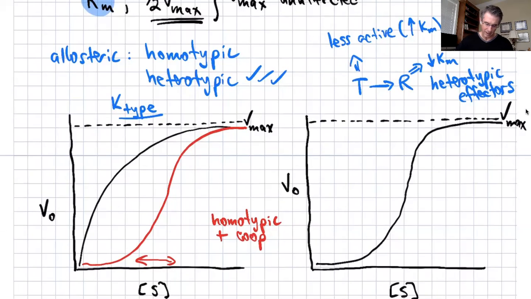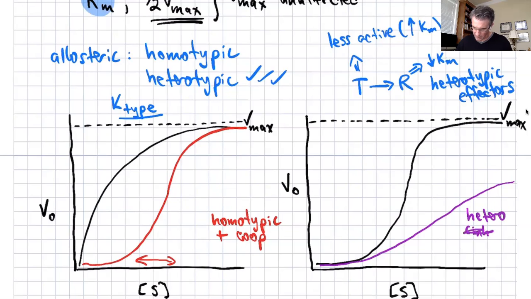Okay, what that would look like then, with respect to these initial rate curves, in the presence of an inhibitor, you push the enzyme more towards the T state, right? So it looks something more like this, right? So this is with a heterotypic effector, which you would call an inhibitor. Well, let's not call it an inhibitor. That's going to potentially get confusing with what we just talked about. This is a heterotypic effector, but it's pushing it towards the T state, towards the less active conformation of the enzyme.